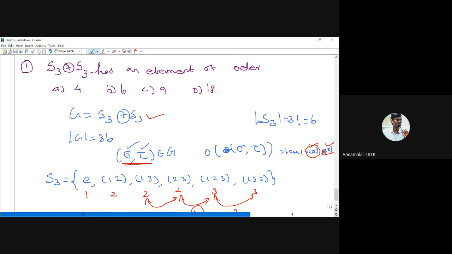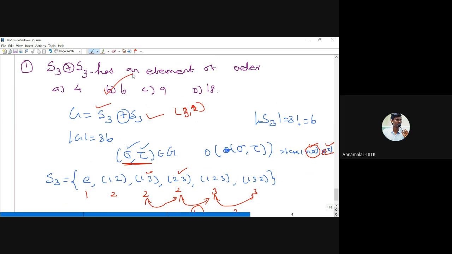in the first group. I take the element, either 2 3 or 1 2 or 1 3, anyway, the first permutation should be an element of order 2, and in the second I can take an element of order 3. Or first you can take order 3 or order 2. Anyway, the maximum order is 6. So therefore, S3 direct product S3 has an element of order 6.